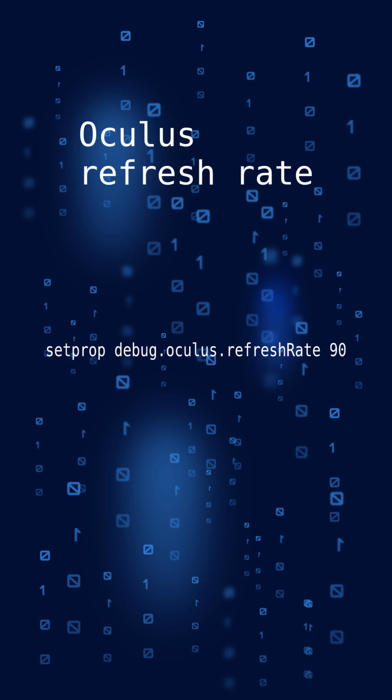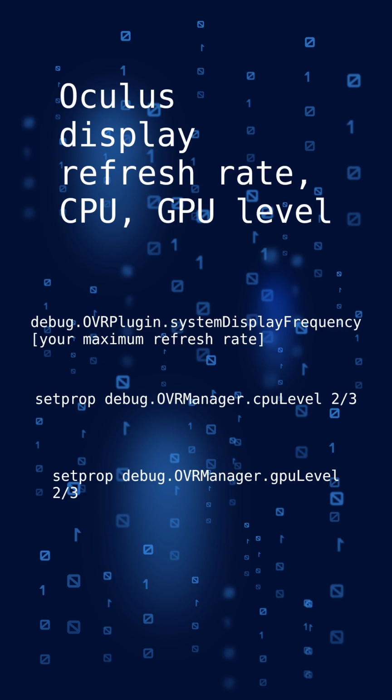If you use Oculus VR glasses, you can try to adjust the refresh rate with following command. You can also try to set display refresh rate, CPU performance level, and GPU performance level.